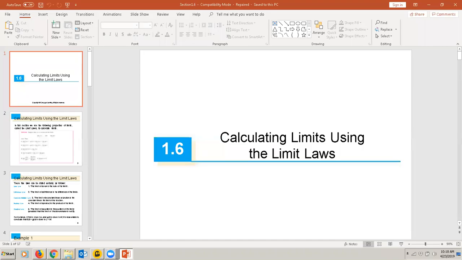All right, hi folks. I'm recording a video for MATH140 Section 1.6 on calculating limits. So in Section 1.5, we discussed what a limit is and how to find one-sided limits and two-sided limits. Now we start to look at more direct ways of finding limits.